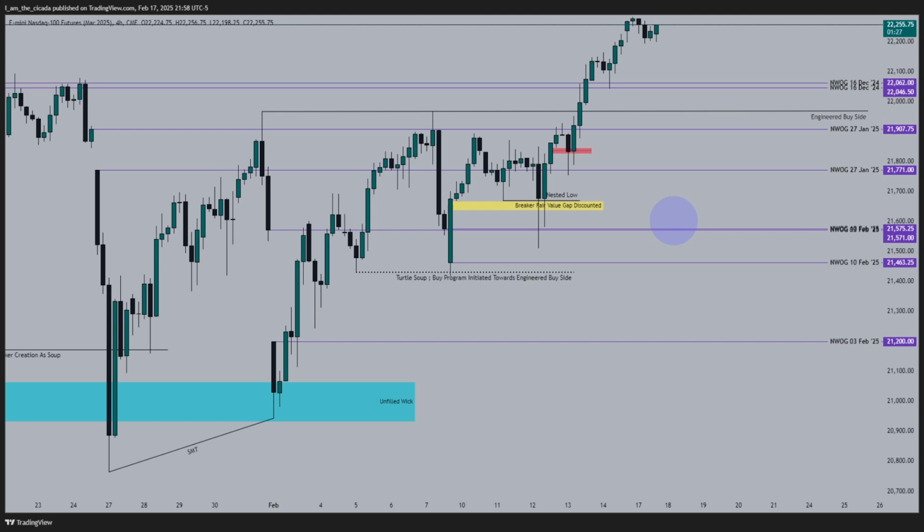And we got the confirmation that it was going to be inversed through this turtle soup, which is where the program was initiated and confirmed.